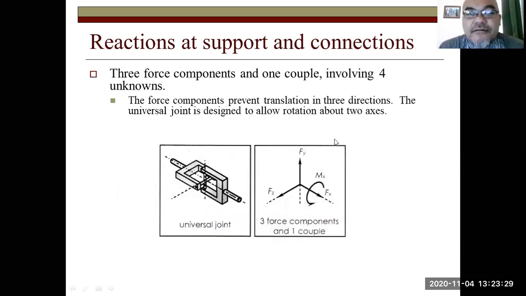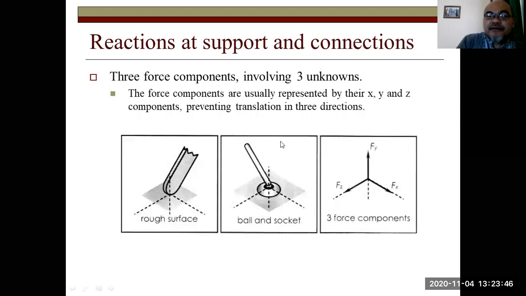Now we may also have four reactions, which involve three translational reaction forces and one reaction moment. So it means we have four unknowns. In the previous case, it can still rotate about that interaction point. This joystick, for example, can still rotate about the x-axis. For example, this is x, this is y, this is z. It can still rotate about the y-axis easily around this point. It can also rotate about the z-axis. So there is no reaction moment at the interaction between that stick and the surface.